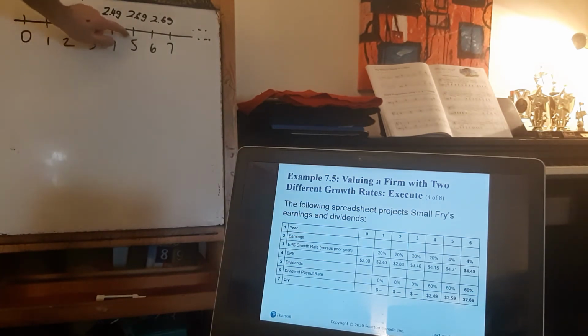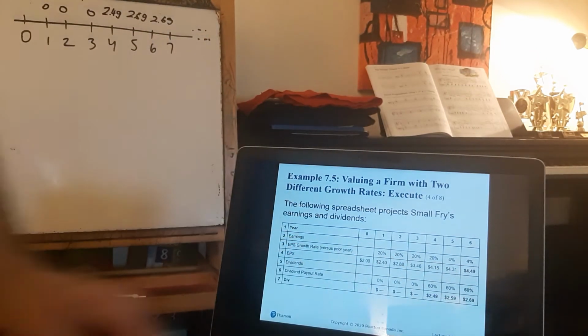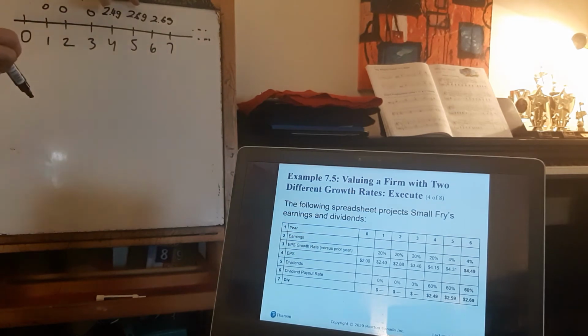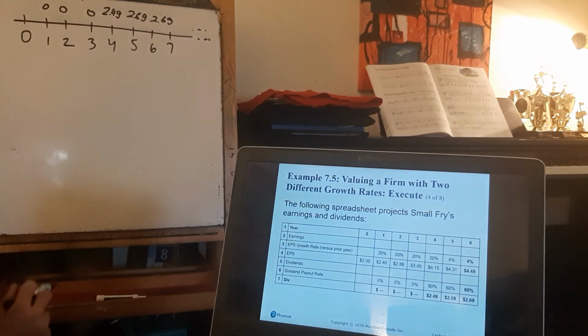So year 4, 5, 6, and then year 7, 8, and so on. We have other dividends that grow at 4% per year. So 2.49 to 2.59 is 4% per year. And then from 2.59 to 2.69, 4% per year, and so on. So we have actually 4% per year growth here. So we could use present value of perpetuity to calculate the present value of this. But there's a catch, and we'll show what the catch is.